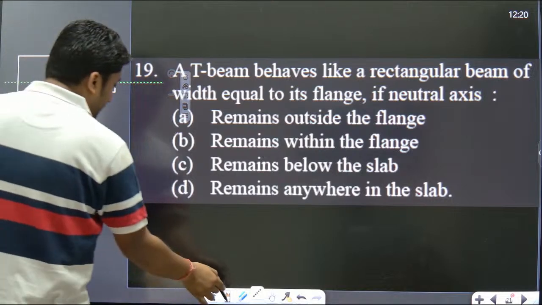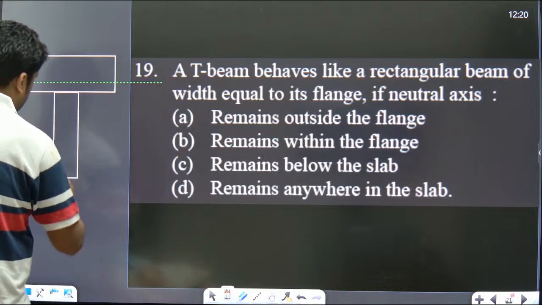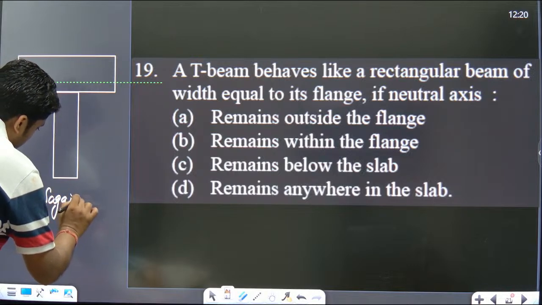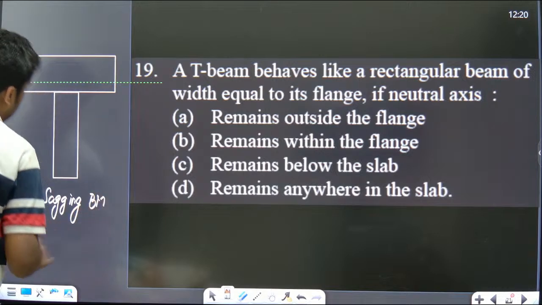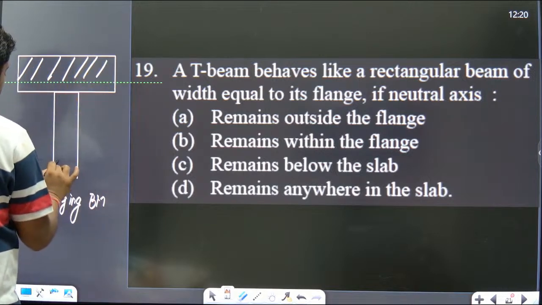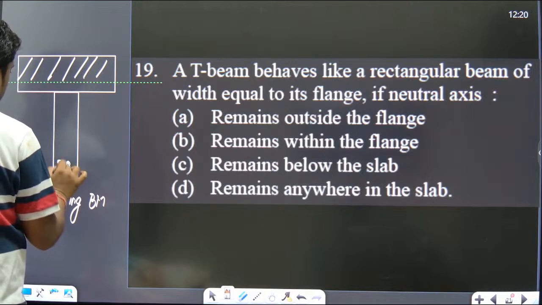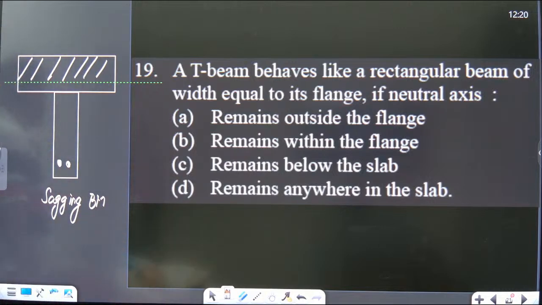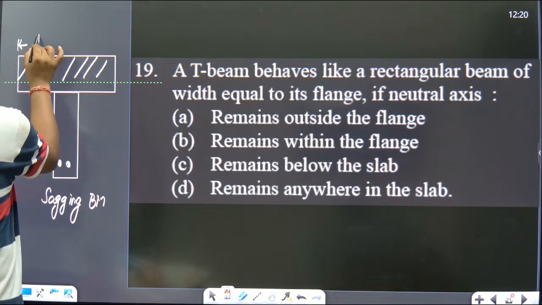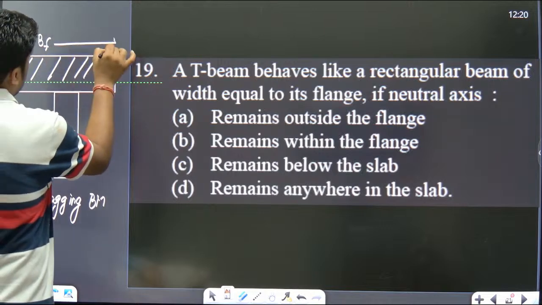Understood everyone? Now whenever the neutral axis lies in the flange portion and there is a sagging bending moment, please remember this, this area will be in compression and the area below the neutral axis you will neglect it. So it behaves effectively as a rectangular beam, yes or no? And the width is equal to the width of the flange, yes or no?